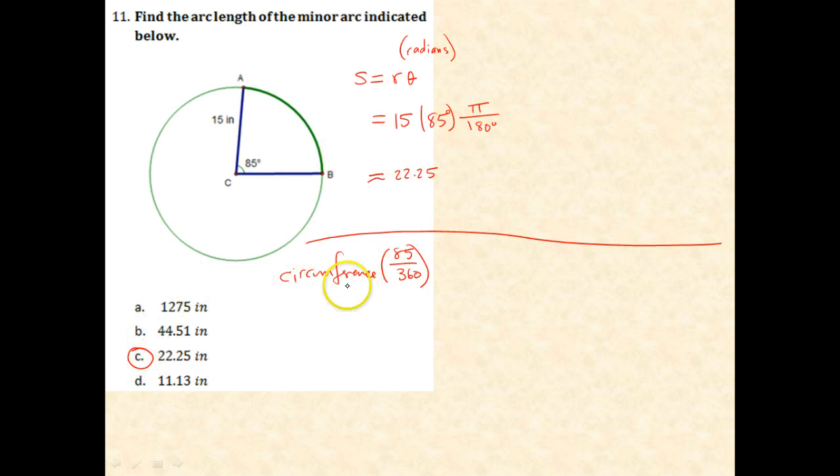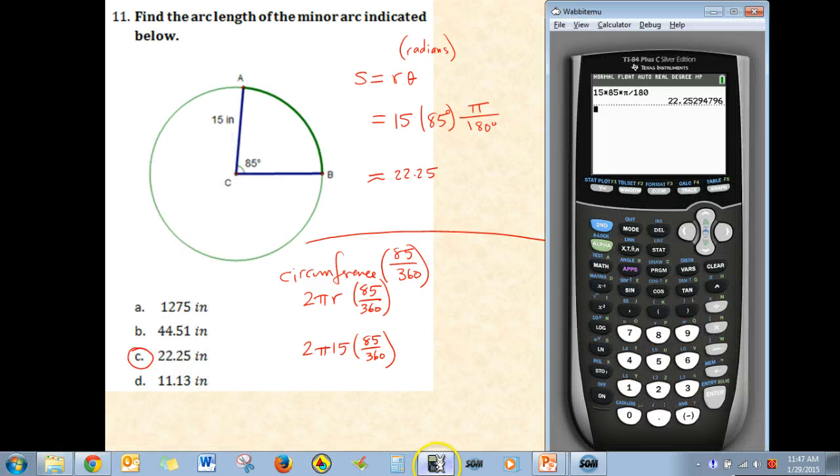Alright, now I'll show you the other way. The circumference is 2 pi r times the portion of the circle we're using, 85 out of 360 degrees. So that's 2 times pi times 15 times 85 over 360. Calculator, 2 pi times 15 times 85 divided by 360 equals 22.25. Sweet.